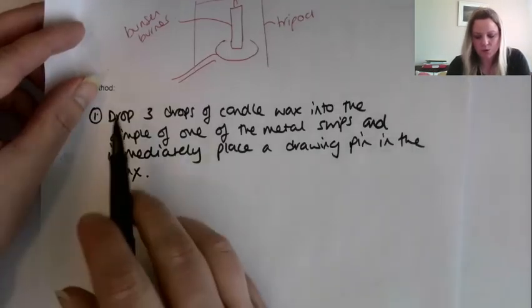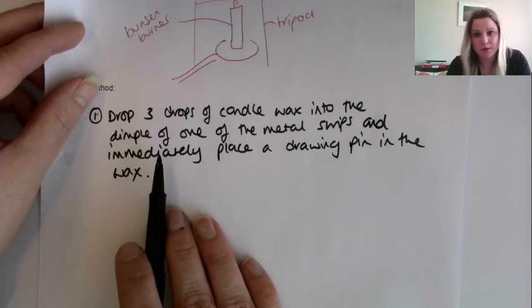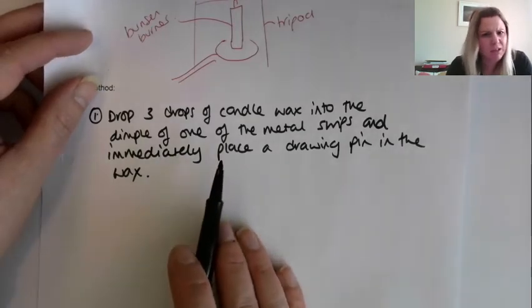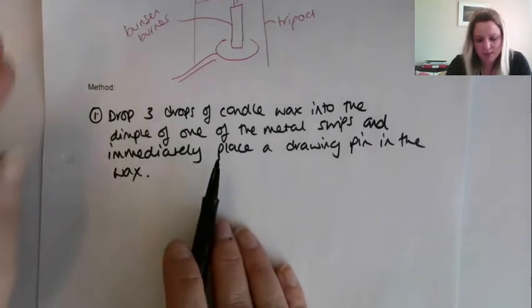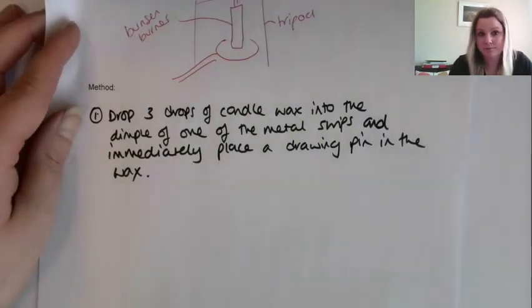Okay, so step 1, drop 3 drops of candle wax into the dimple in one of the metal strips. I think I forgot to mention that they were there. There's like a wee dimple in the end of it for doing this. And immediately place a drawing pin in the wax. Pause, get that one written down, thank you.